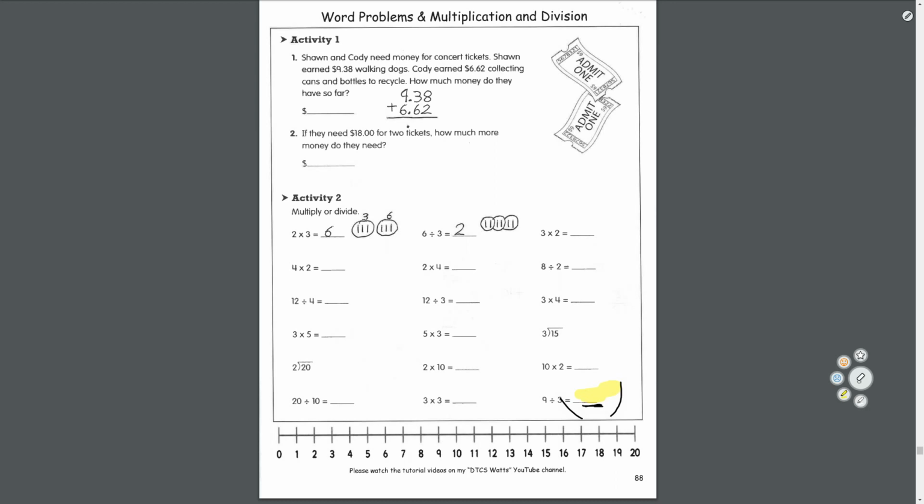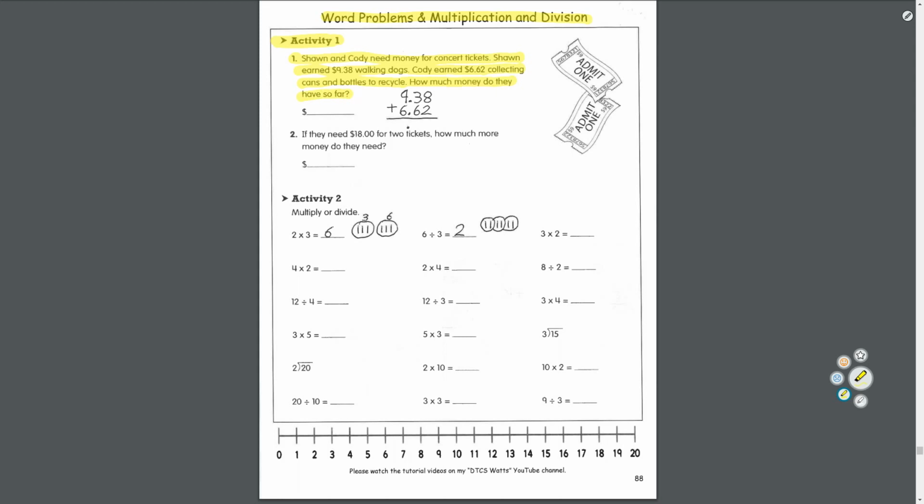Okay, word problems and multiplication and division. So activity 1, word problems. We got to read the question and figure out how to answer using our math. Number 1, Sean and Cody need money for concert tickets. Sean earned $9.38 walking dogs. Cody earned $6.62 collecting cans and bottles to recycle. How much money do they have so far?